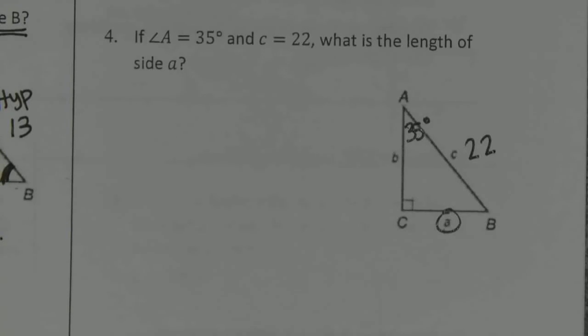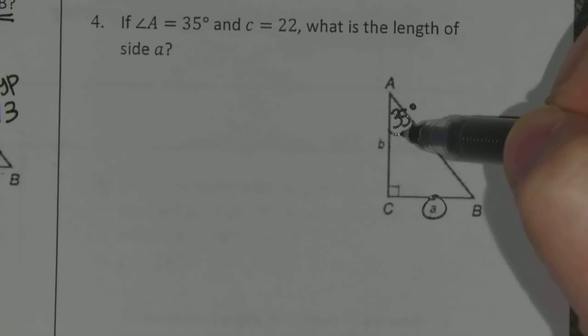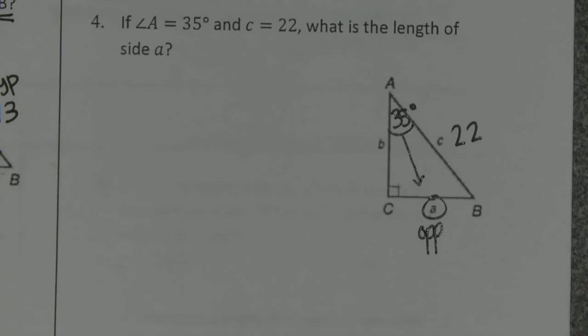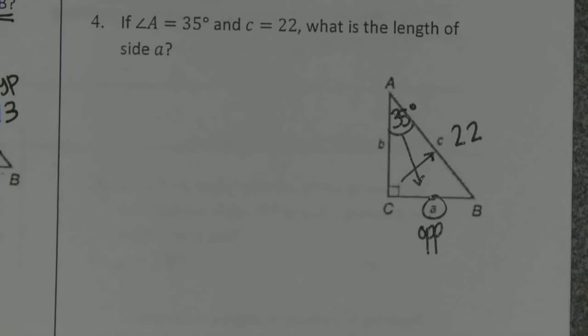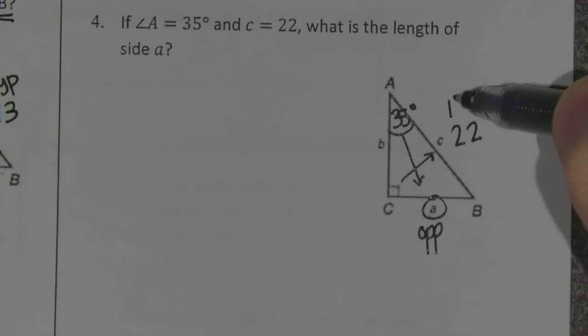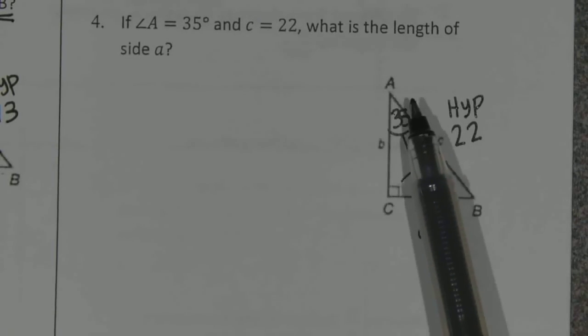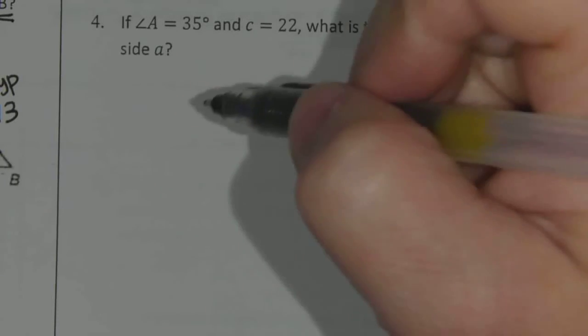So I like to go and label my triangle from the angle that they gave me. So from this acute angle that they gave me, this side over here is going to be the opposite side. And what's the other side that they gave me? Yeah, it's the hypotenuse because it's opposite the right angle. Now what I'm going to do is find which one of those three trig functions actually uses the opposite and the hypotenuse. So which trig function uses opposite and hypotenuse? Yeah, it's the sine.